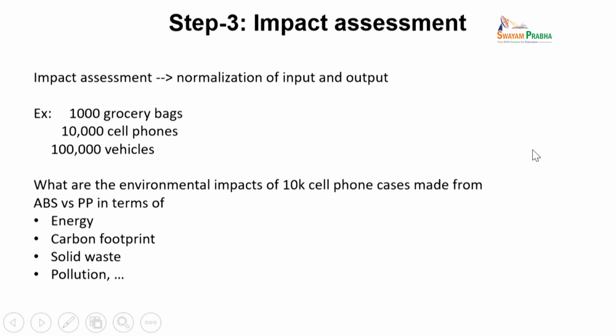All right. The third one is impact assessment. As I said, impact assessment is usually done in a normalized scale. You generally say, if you want to produce 1000 grocery bags, what are the impacts? Or you could say, I want to make 10,000 cell phones. Per 10,000 cell phones produced, what are the impacts?